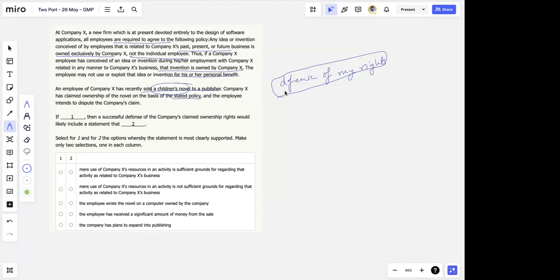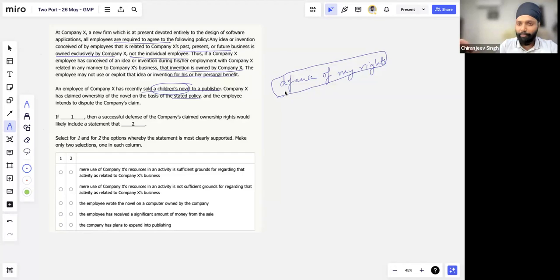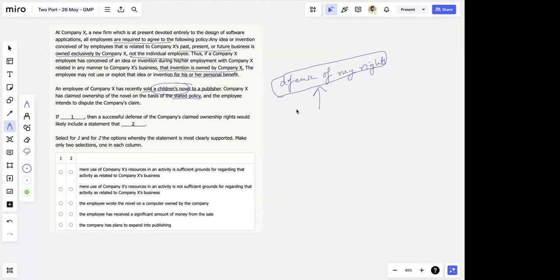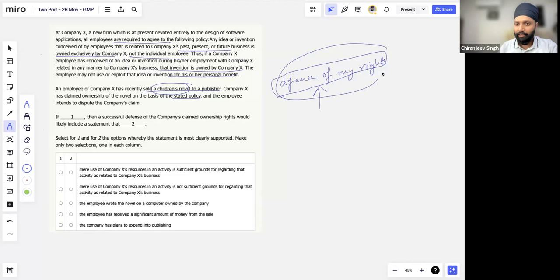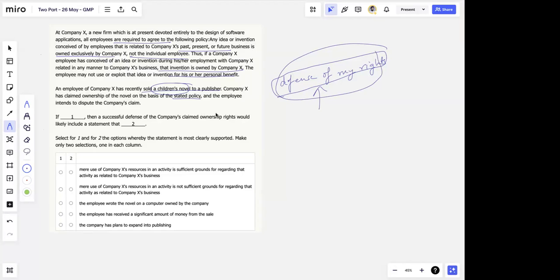I didn't think it would mean defense for the company. But you're saying it here, so you're very clear. Defense of my rights means if somebody is arguing against my rights, then I'm defending my rights. This is what you're saying, right? Yeah. So you are clear with the meaning of this structure. Yes, it's the same structure.